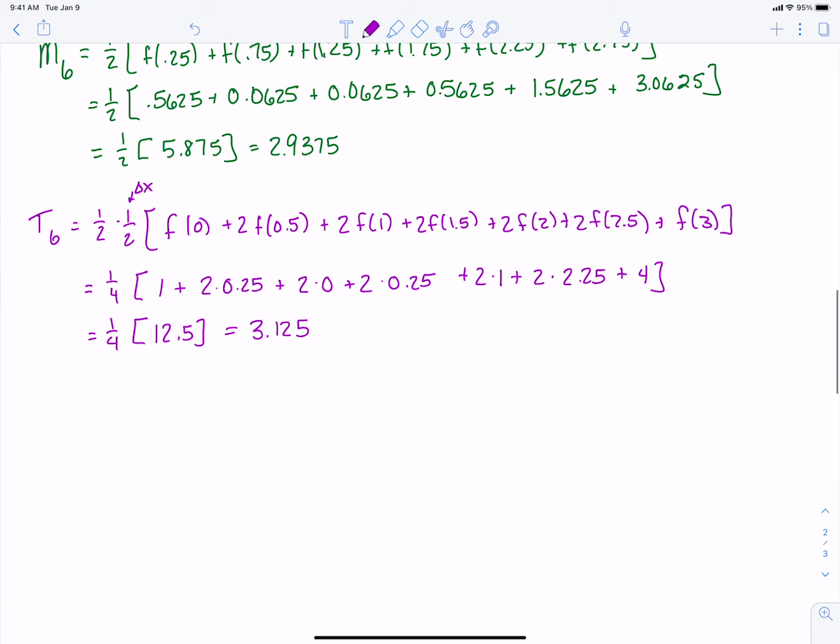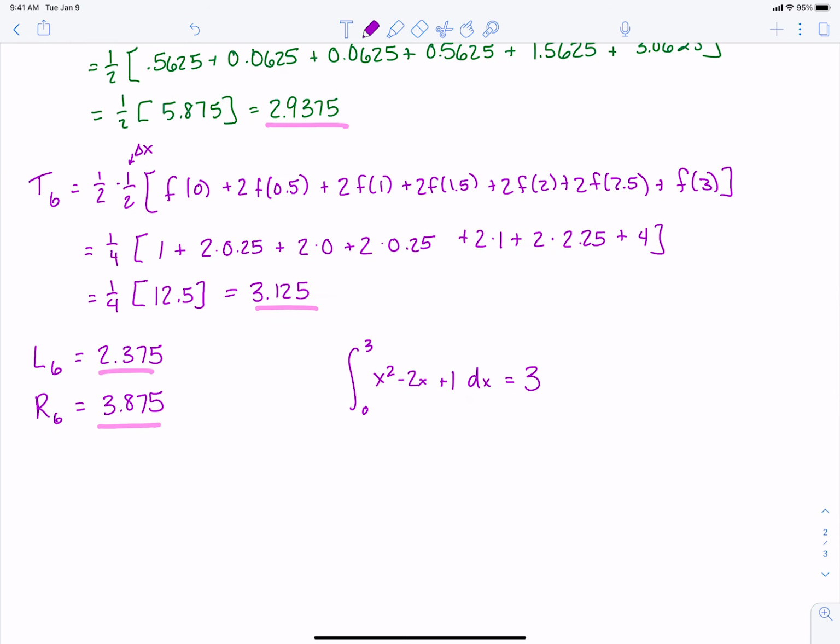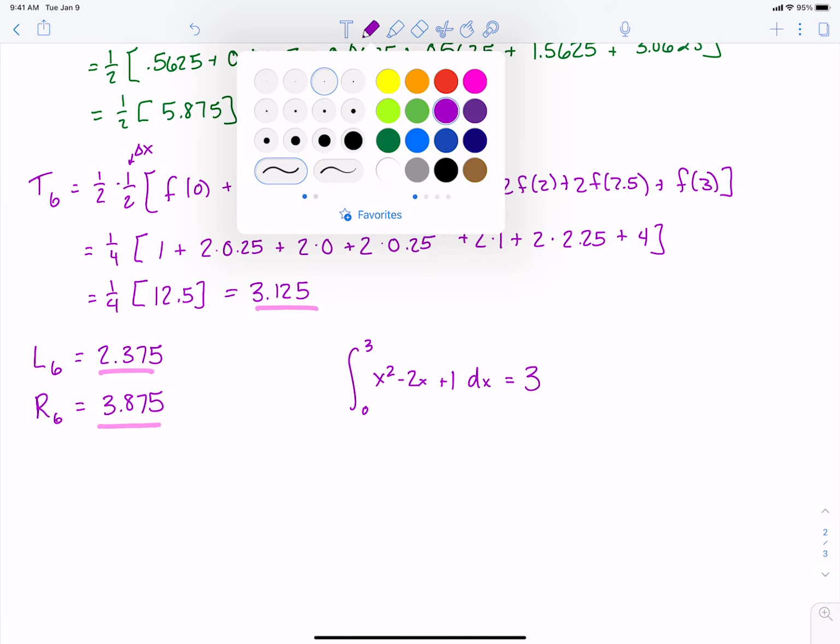So in our previous video, we got our left-hand sum with 6 intervals was 2.375. Our right-hand sum was 3.875. So we've got basically now 4 different approximations to that Riemann sum. The actual integral from 0 to 3 of this function, I won't figure it out right now. There's an algebraic way to do this, but it actually is 3. So they all give sort of okay approximations to this Riemann sum.